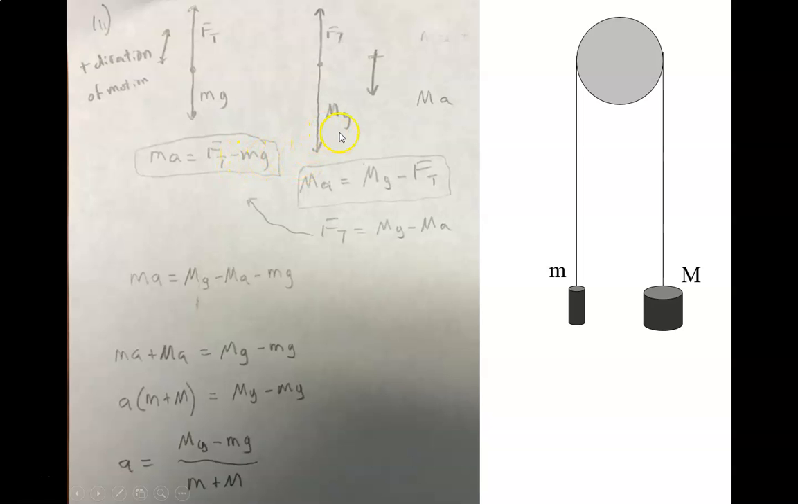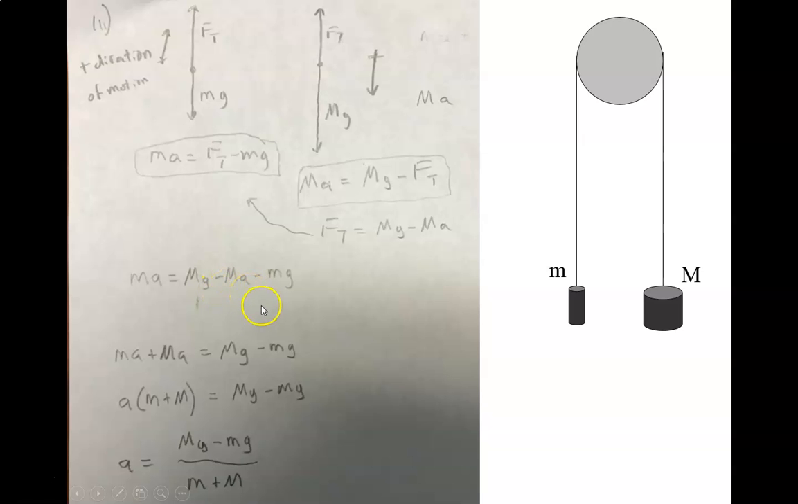Then on the right side, we've got big mg going down, and we've got ft, same ft, going up. So writing our ma equation, big Ma equals big mg minus f sub t. Now again, mg is positive because we said on the right down is positive, and the direction of acceleration is positive, and ft is negative because it's up. Now substituting in for f sub t, solving this for f sub t, and then substituting in, we get this.